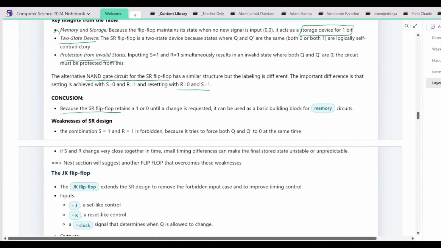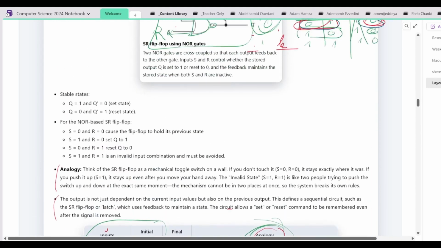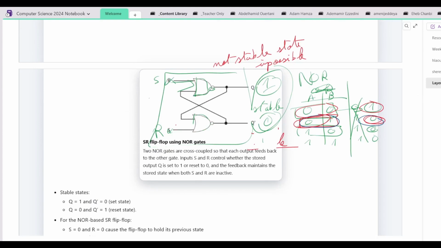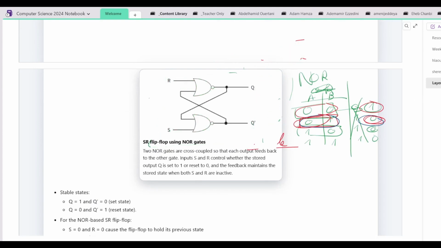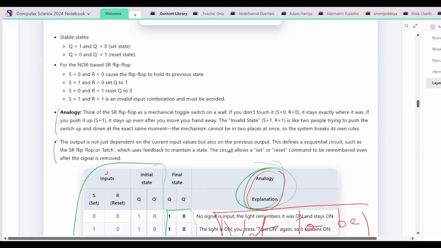Because the SR flip-flop retains a 1 or 0 until a change is requested, it can be used as a basic building block for memory circuits. The main purpose of all this is to build memory where we store data, 0 or 1, forever. This circuit outputs 1 0 and it will stay forever until we set it to 1 or reset it.